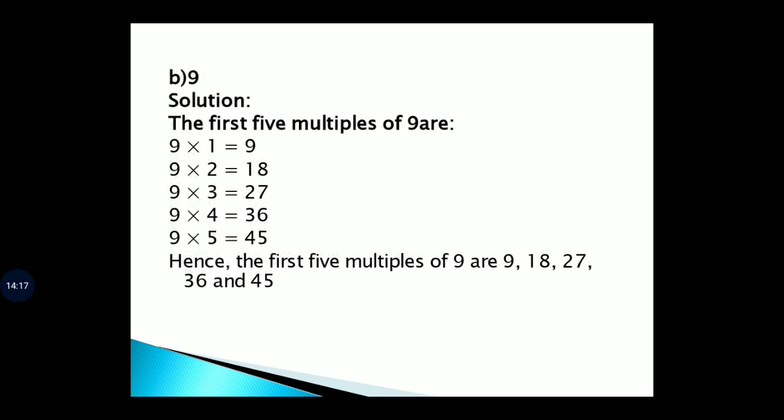Now let us move on to the third problem, that is C. 9. Solution: the first 5 multiples of 9 are 9 into 1 is equal to 9, 9 into 2 is equal to 18, 9 into 3 is equal to 27, 9 into 4 is equal to 36, 9 into 5 is equal to 45. Hence, the first 5 multiples of 9 are 9, 18, 27, 36 and 45.